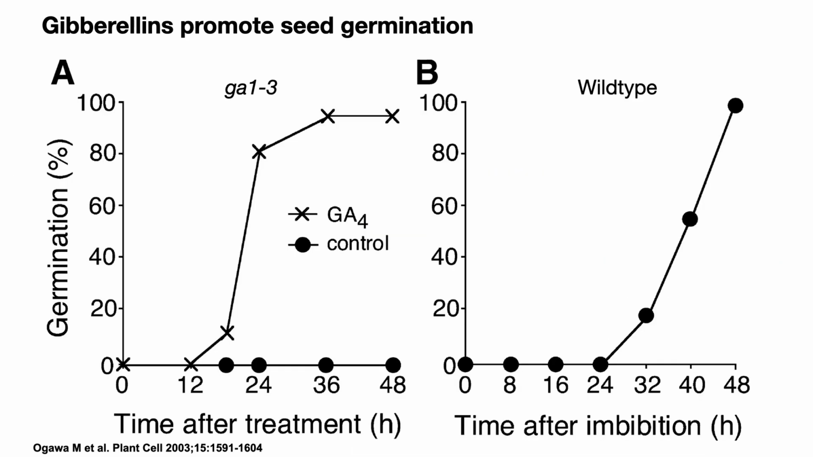Gibberellins promote seed germination. In this example, the radicle emergence from the seed after imbibition in water of a gibberellin-deficient Arabidopsis mutant was observed initially at 18 hours after GA4 treatment, whereas the control seeds did not germinate. Wild-type seeds germinated after 24 hours.